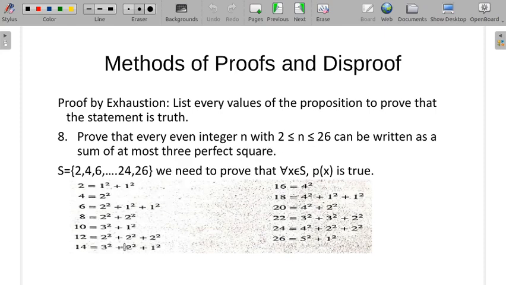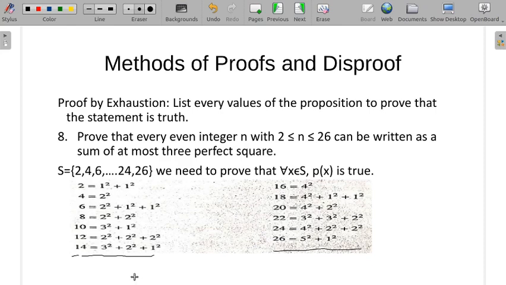So we have listed here, for 2 to 26, every number, and proved that this statement is true. This is proof by exhaustion, meaning you list every possibility to prove that the claimed proposition is true. So 2, 4, 6, 8, 10, 12, 14, 16, 18, 20, 22, 24, 26.